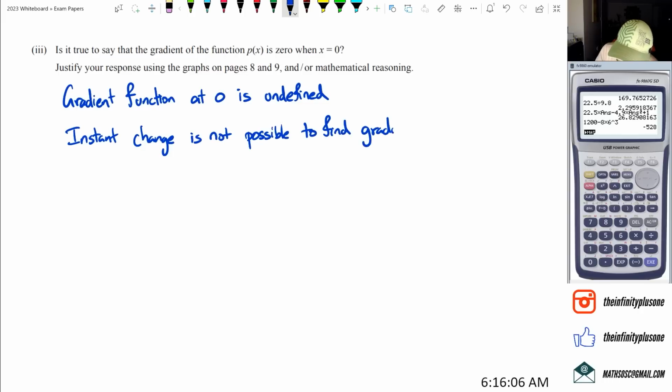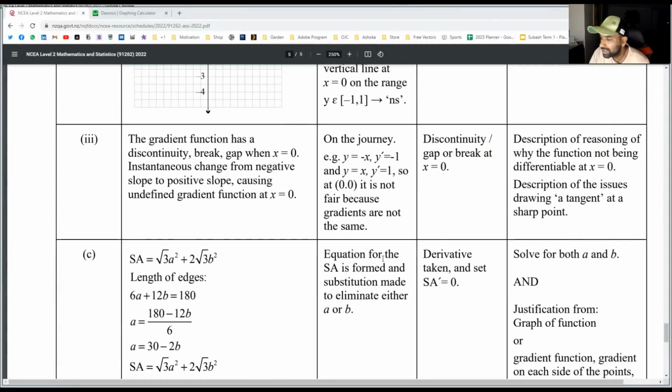Now, obviously, I'm saying things here based on my own understanding of this, and it's weird, because have a look at the answer schedule. I can't really talk much more about this, but basically, it is not fair because the gradients are not the same. They're looking at the two gradients from both sides, how one side is negative and the other side is positive. So if you write that, then you can say that's achieved for merit, it is a break at 0.